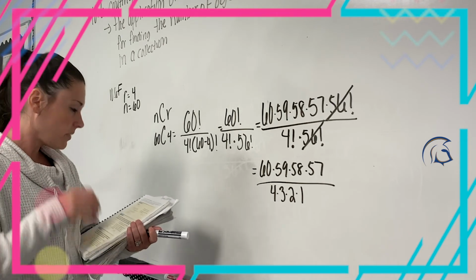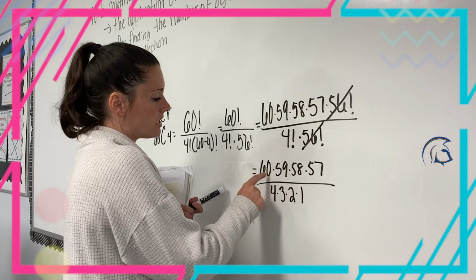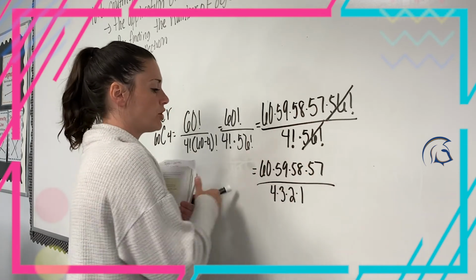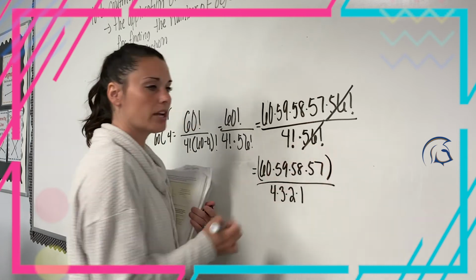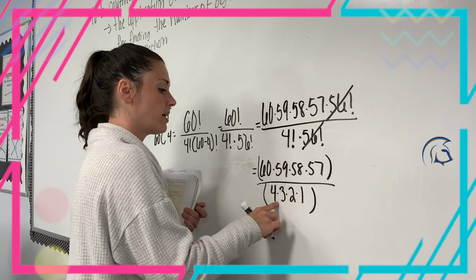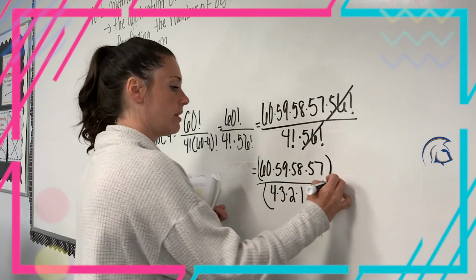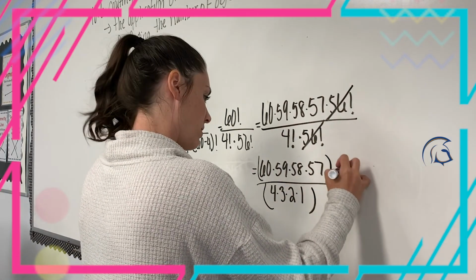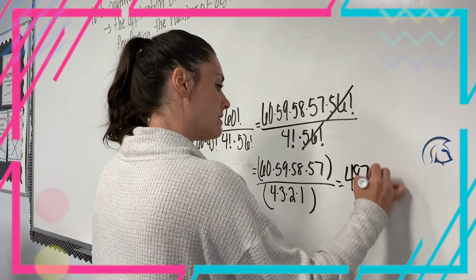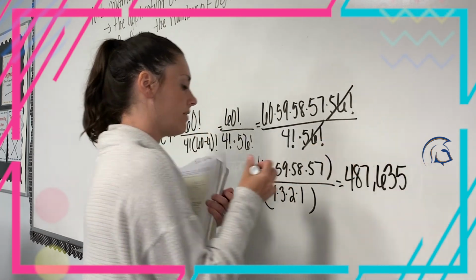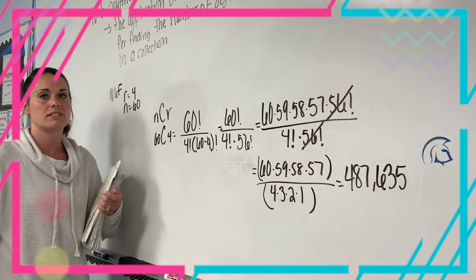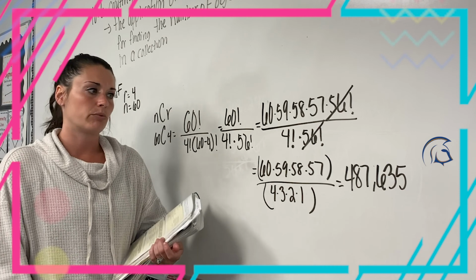So, calculate that out. 60 times 59 times 58 times 57. Use your parentheses when you're typing this into your calculator. Divided by parentheses 4 times 3 times 2 times 1. And you should get 487,635 ways he can select 4 students out of the 60 in any given random order.